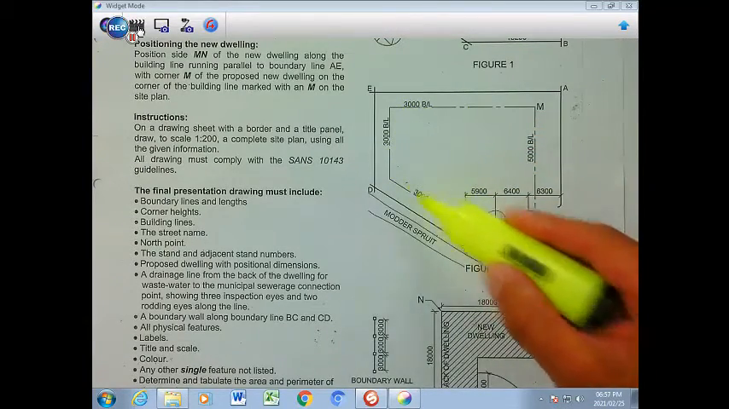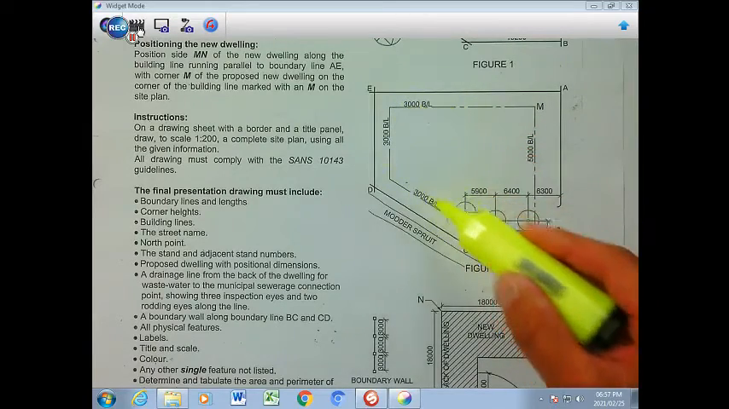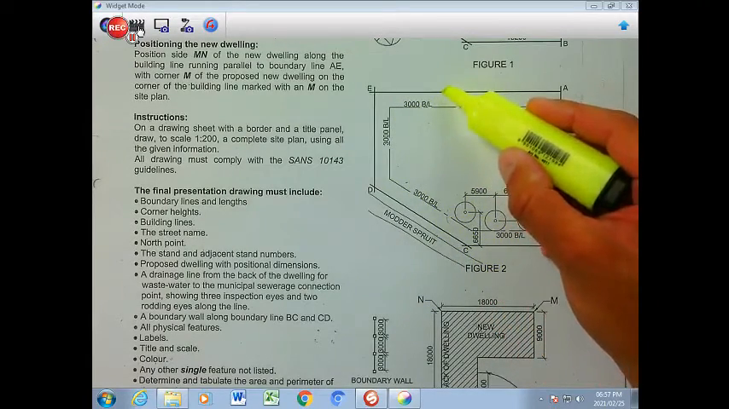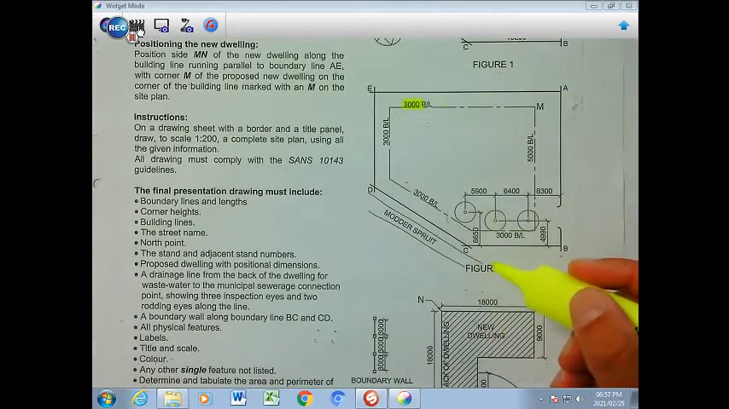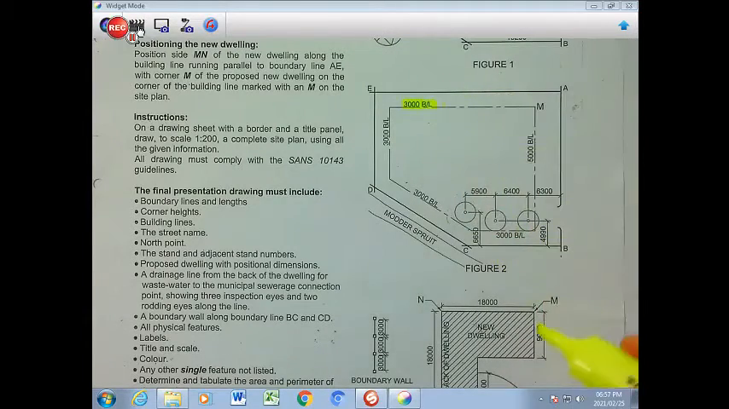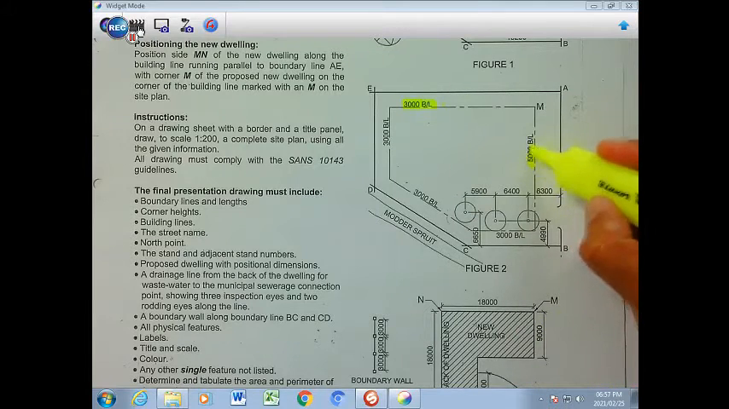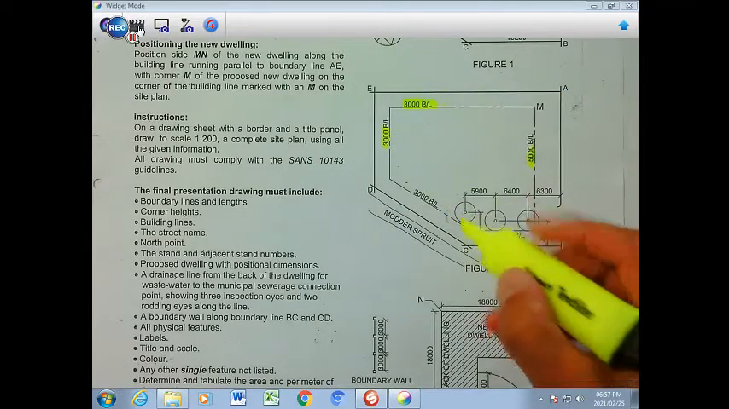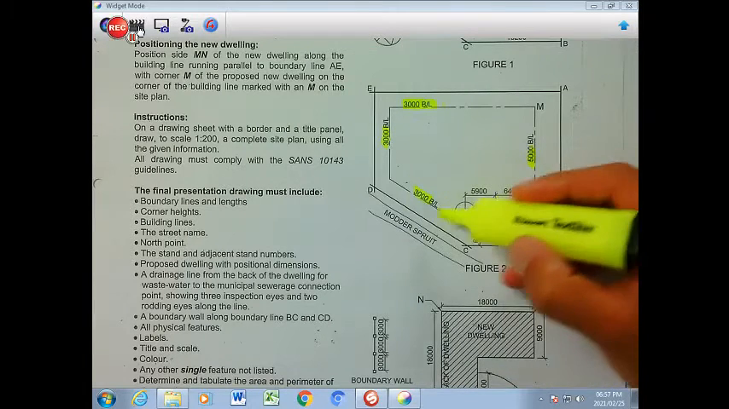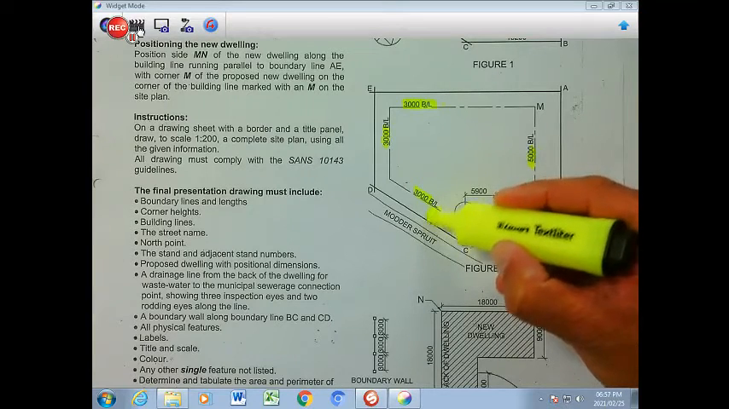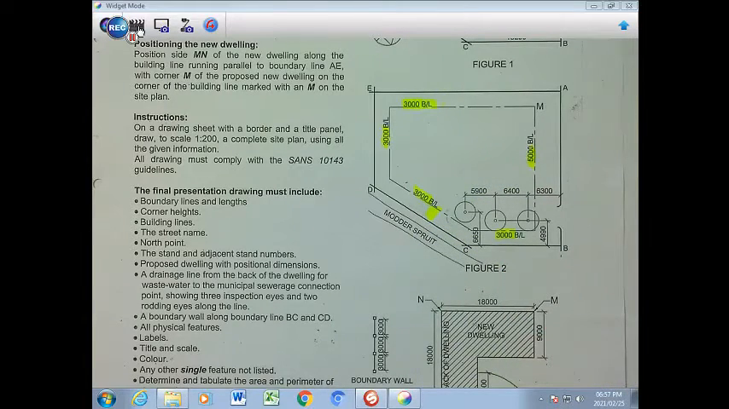Figure 2 shows the diagram with some additions, and the other additions which we have here are the trees. There is a building line added. The distance between the boundary line and the building line is given as 3,000, which is 3 meters in reality. This side is 5,000, that side is 3,000, this side is 3,000 as well, and we have a fifth side that is 3,000 BL as well.